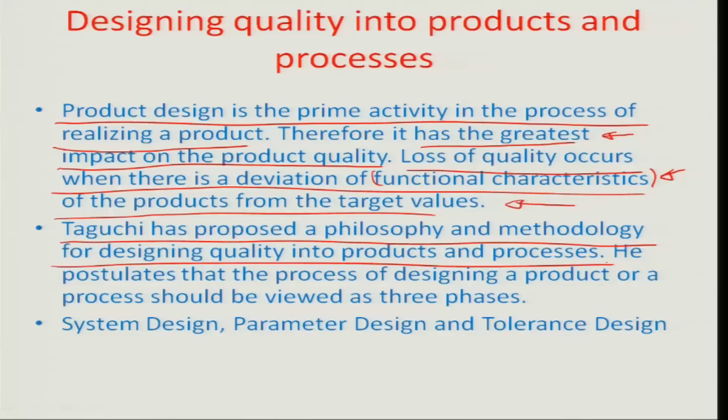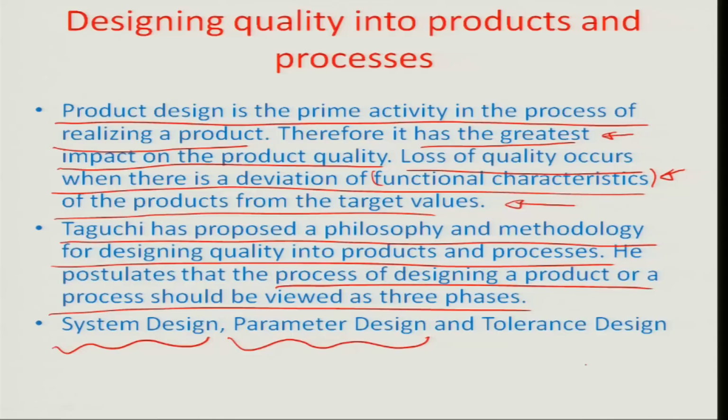Taguchi was the first proponent of the idea that product design or process design can be made in a quantitative manner. He postulated that the process of designing a product or a process should be viewed in three phases: the design at the system level, then the design at the parameter level, and finally the design of the tolerance on the parameters. So he organized the thought process of how to incorporate design changes in a particular design.